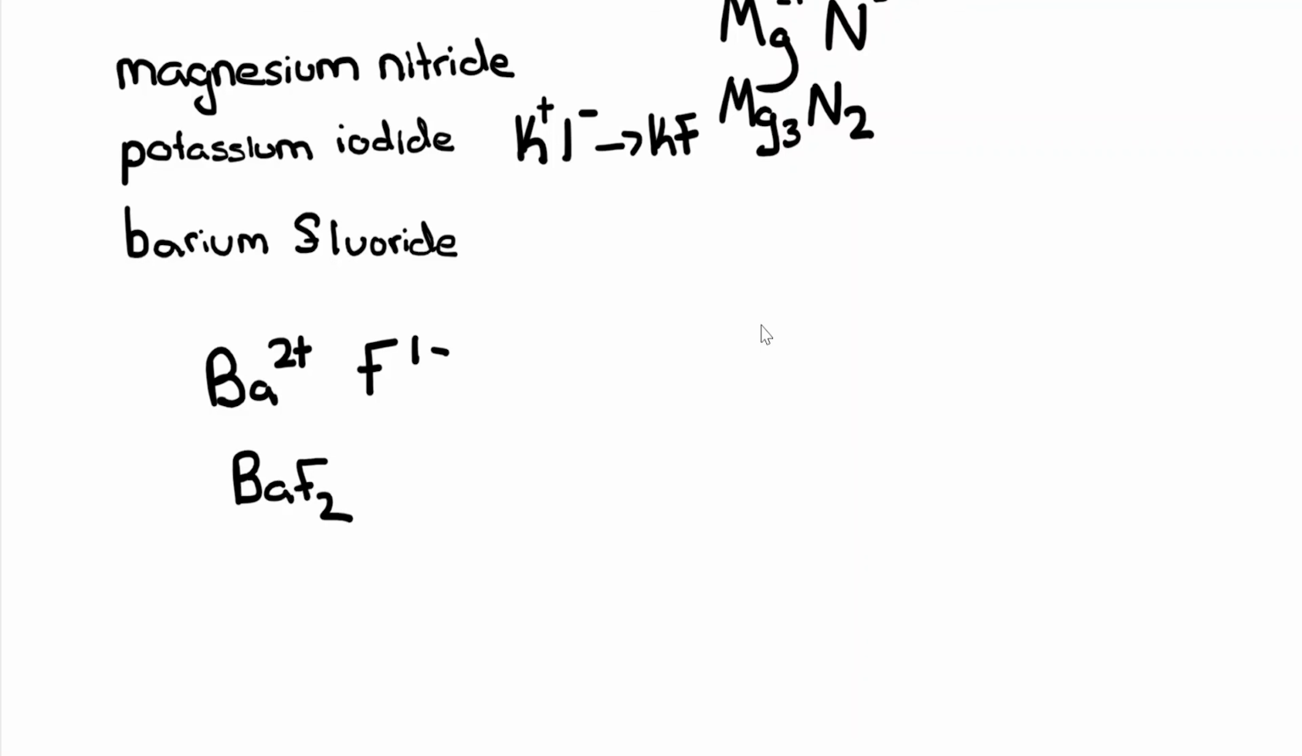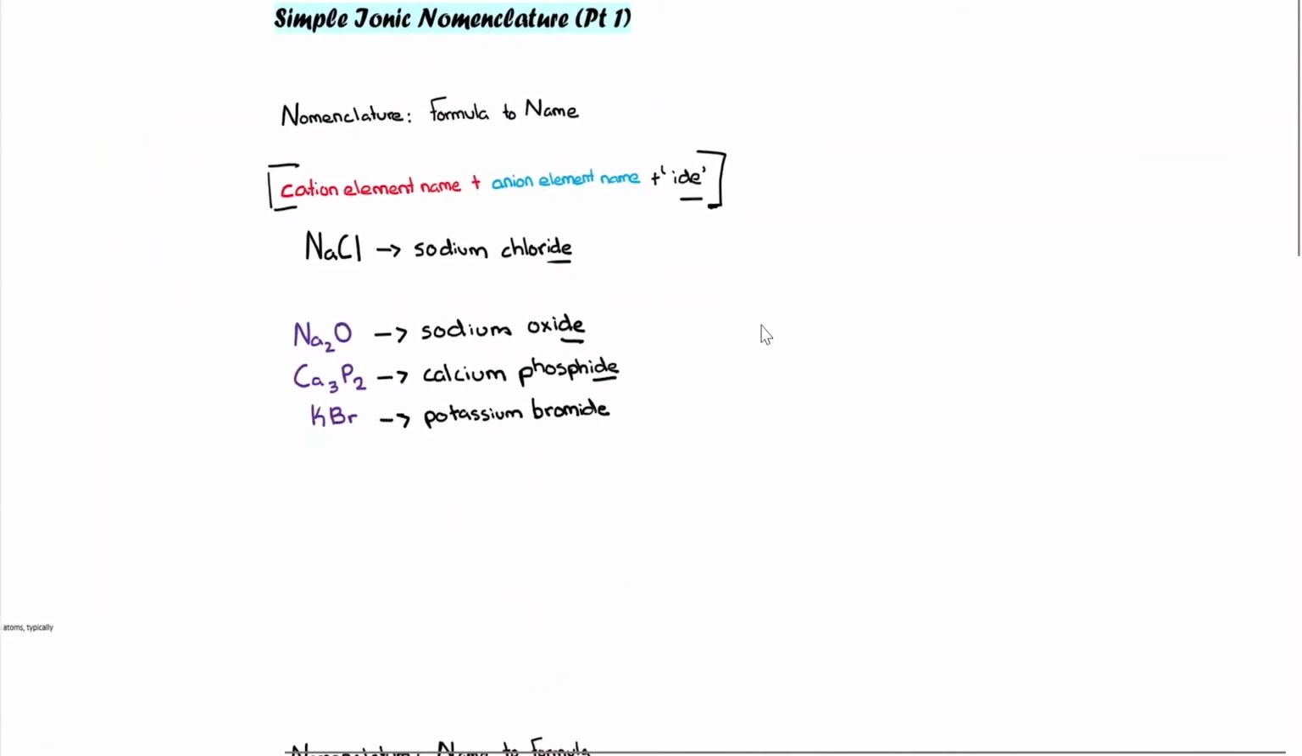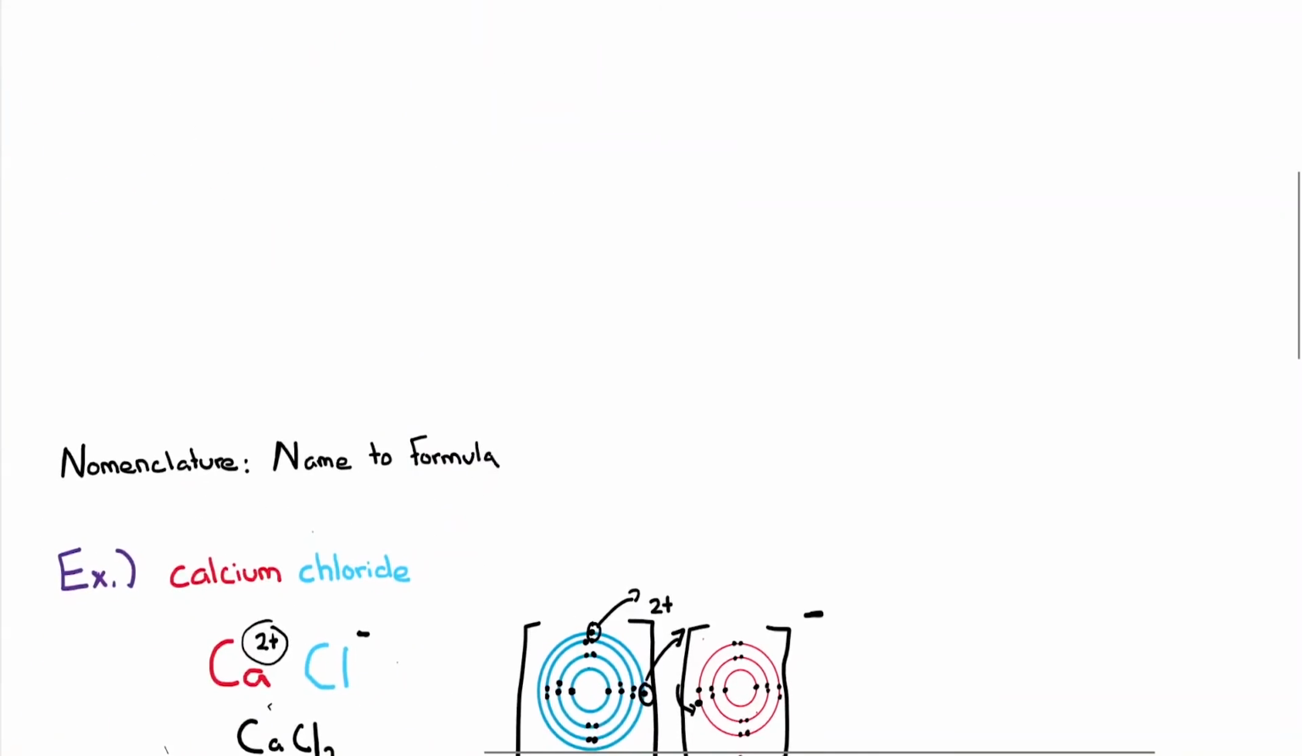Alright, so hopefully that made sense. It's an alternative to the crisscross method. There are 1,000 videos if you want to learn the crisscross method. I suggest you do it this way because this way, it's very hard to mix up. You know what you're doing, and you get an intuitive understanding of what you're doing. Alright, so in this video, we looked at ionic compounds, going from the formula to the name and going from the name to the formula.